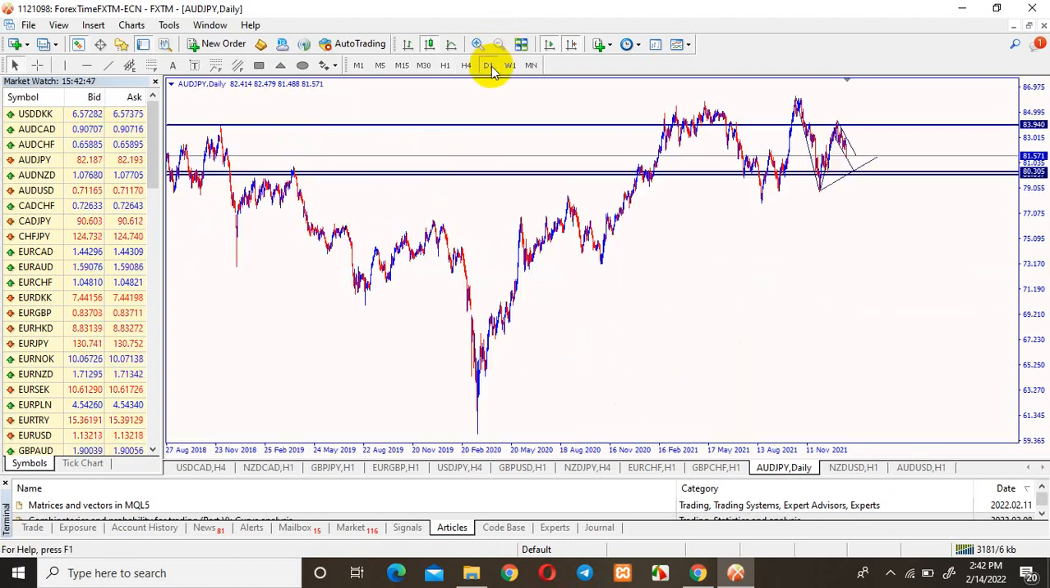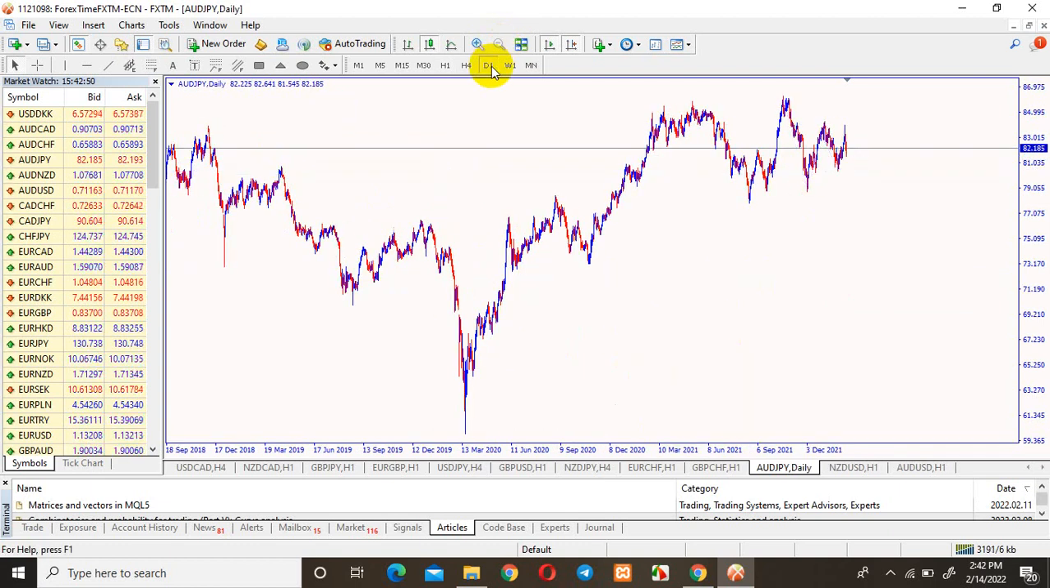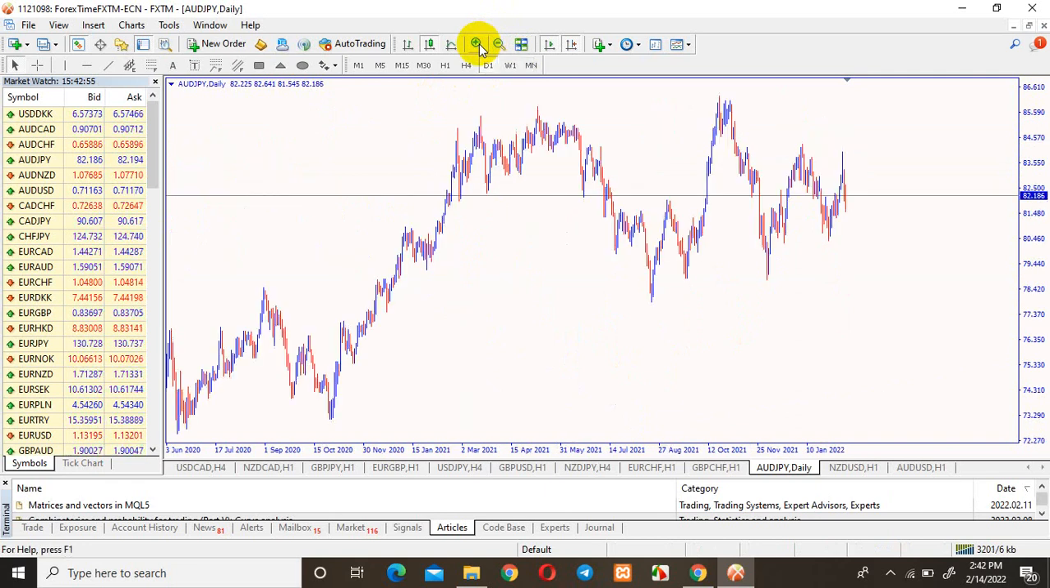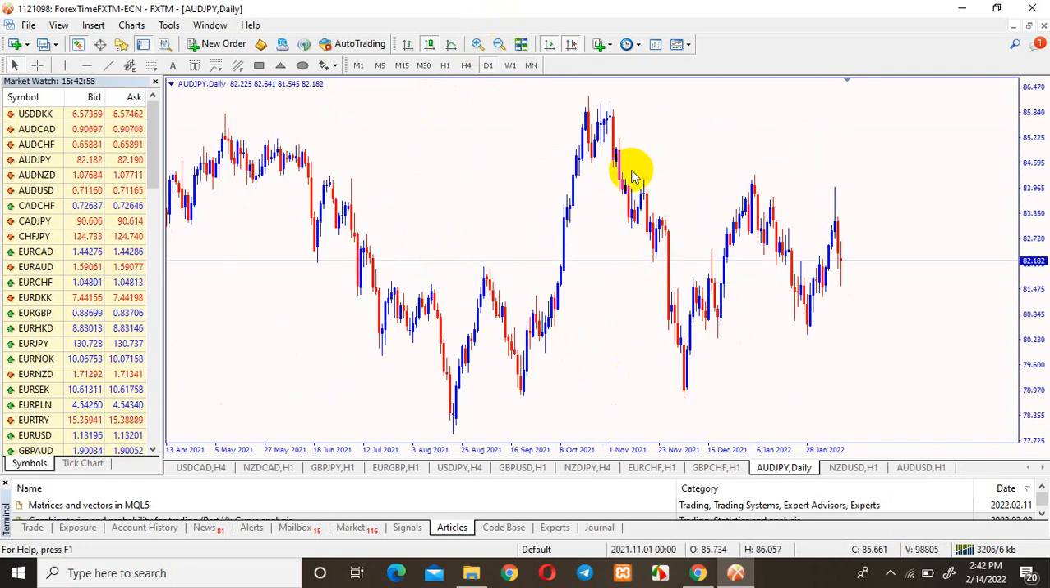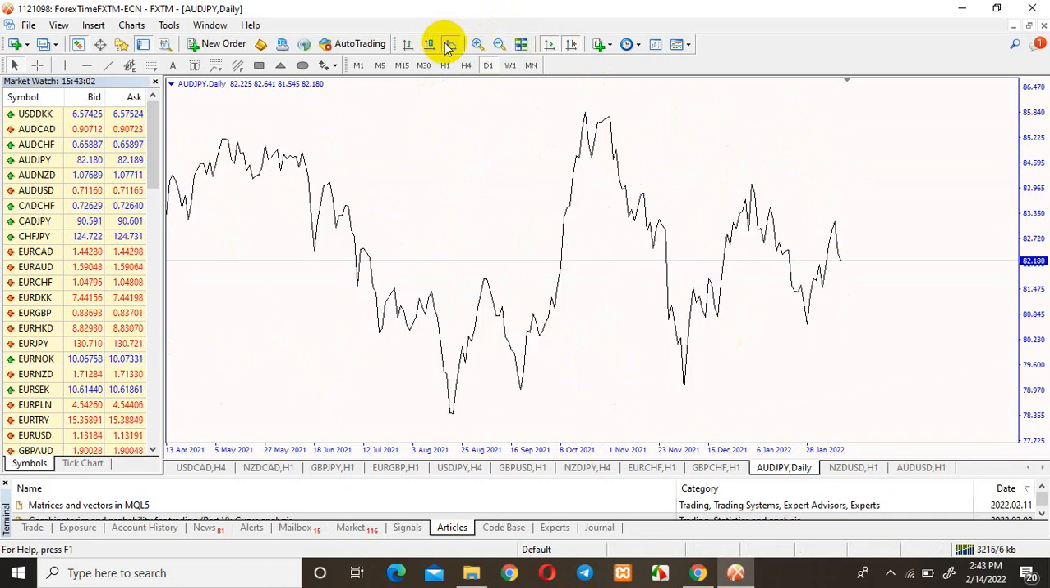Okay, I have this on my chart. Let's look at it afresh. On AUD JPY, I'm on D1 right now. On D1, first, let's see what this chart is giving us.